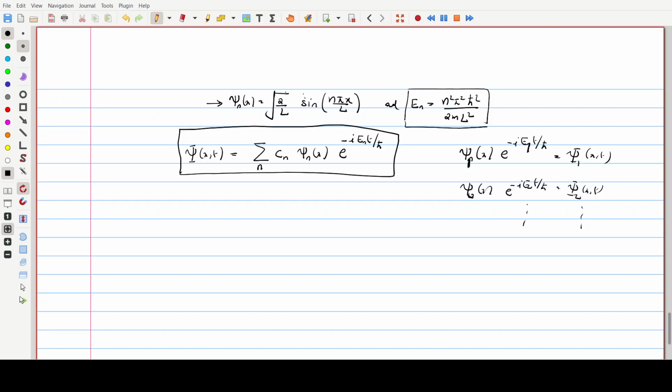In the next class, we'll discuss the characteristics of the energy eigenstates of this wave function, this psi n. So what are the characteristics of this psi n of the free particle in a box? That is what we are going to discuss in the next class.